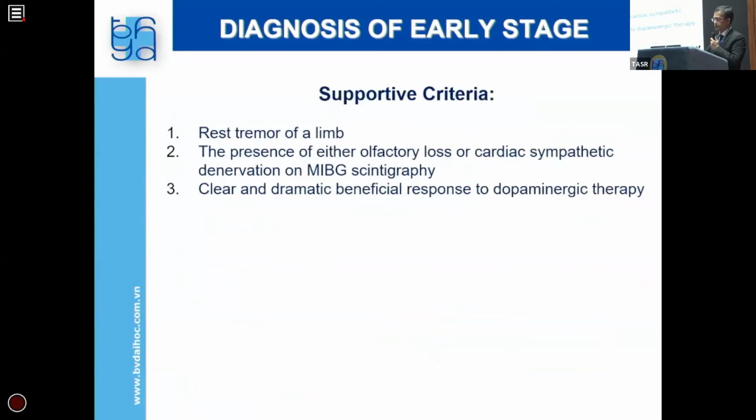And these are the supportive criteria. Yes, we have 3 supportive criteria for the diagnosis of the patient at the early stage. Rest tremor of a limb, the presence of either olfactory loss or cardiac sympathetic denervation on MIBG scintigraphy, and the patient also responds very dramatically and clearly to dopaminergic therapy.